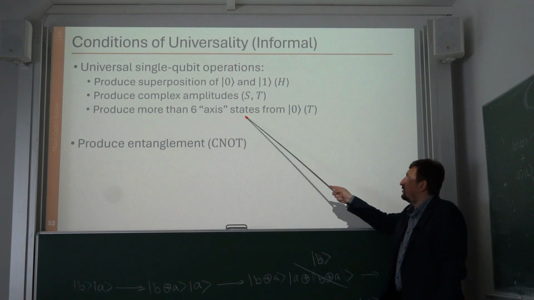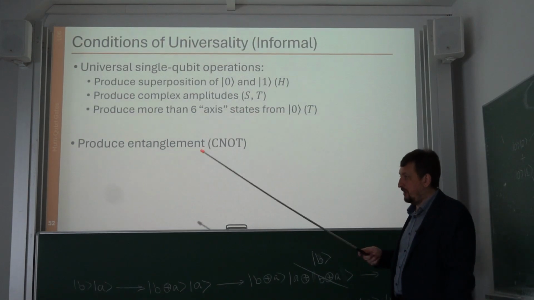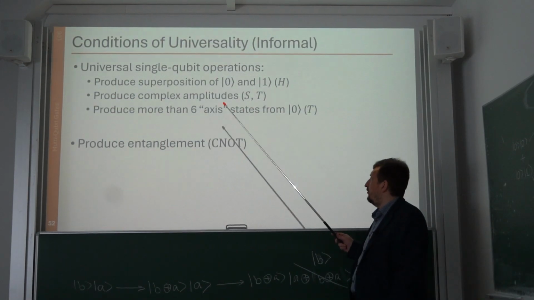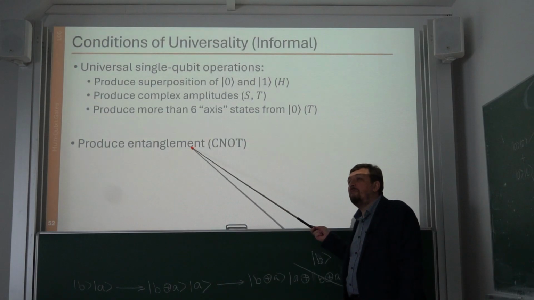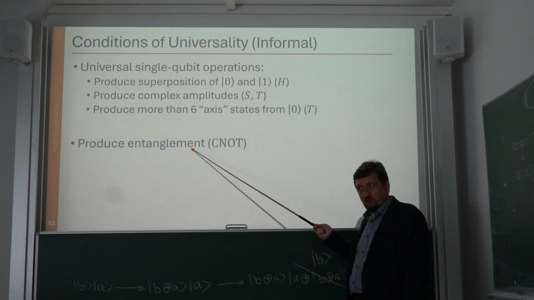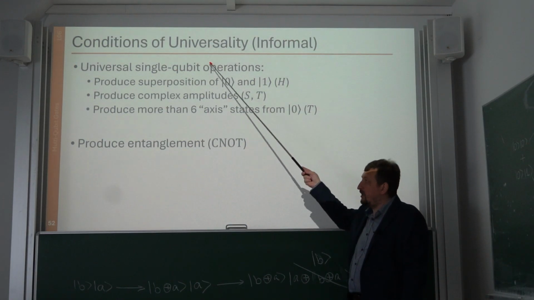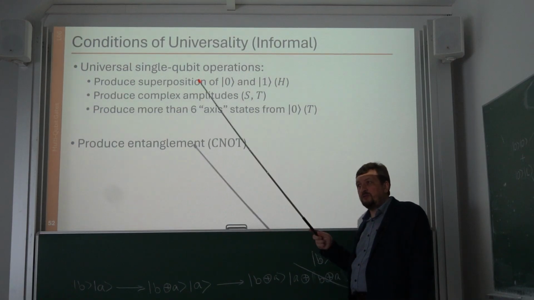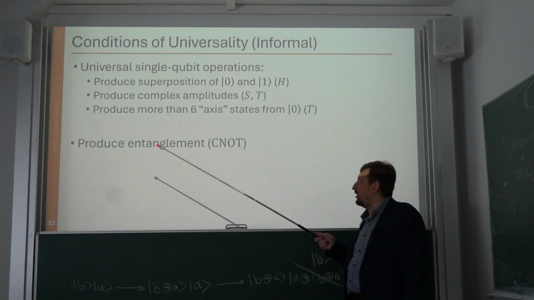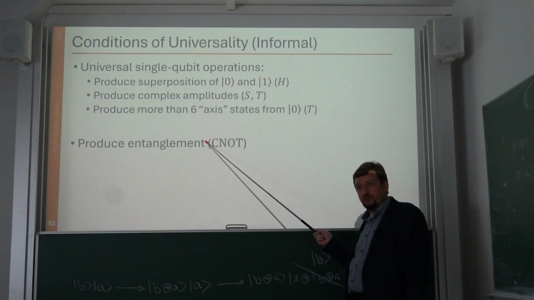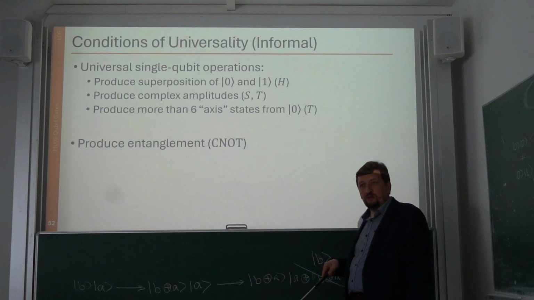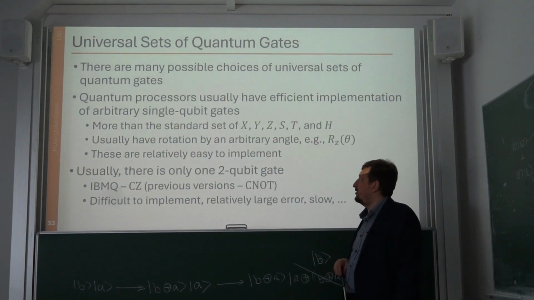So this is what we need from single qubit gates. And then we can combine them to do whatever we want. And we need some means to produce entanglement, which is CNOT. So basically, if you can do everything with a single qubit and you know how to produce entanglement, you have a universal set of gates.